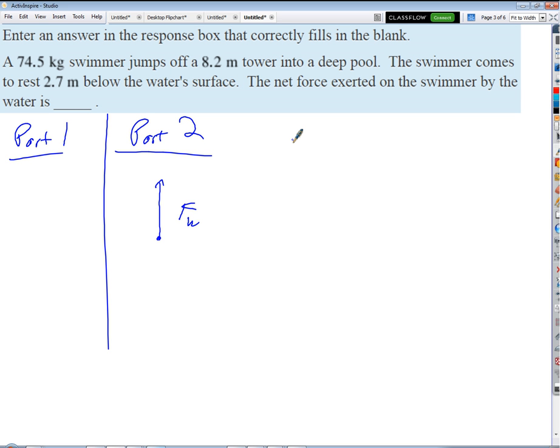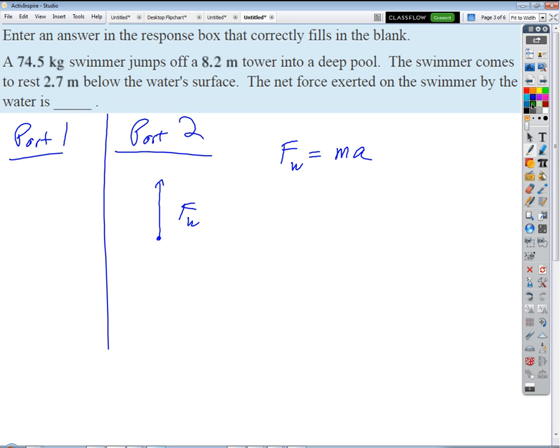So we know water force equals net force, which is ma. I know the swimmer's mass. What do I need to calculate in order to find what the force of the water is then? Acceleration. Yeah, right? And we're given enough information here that we should be able to solve that with a kinematic equation.